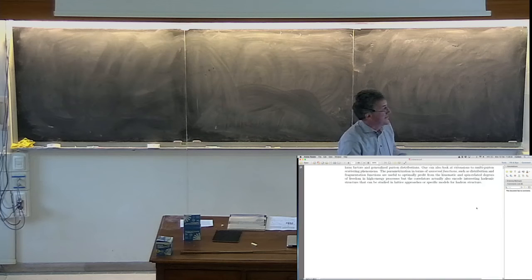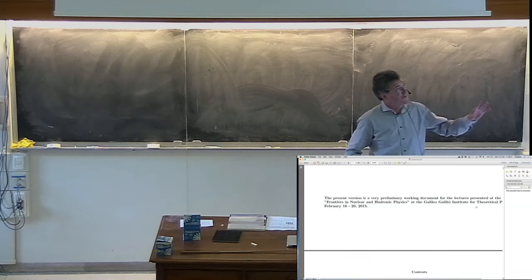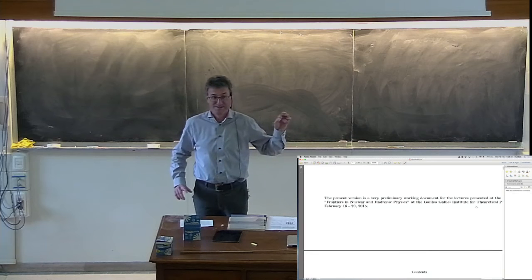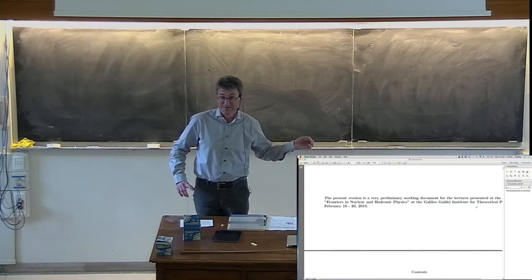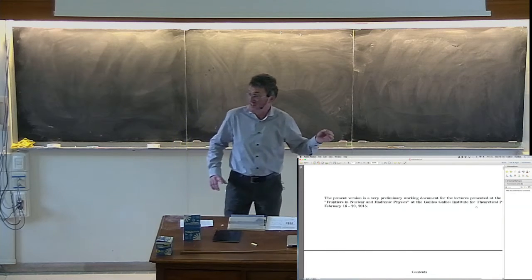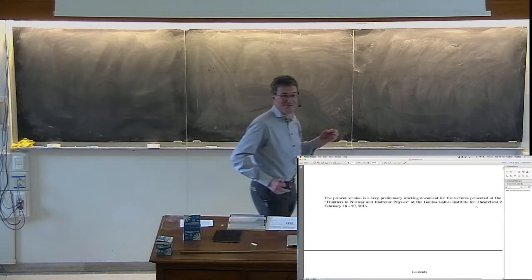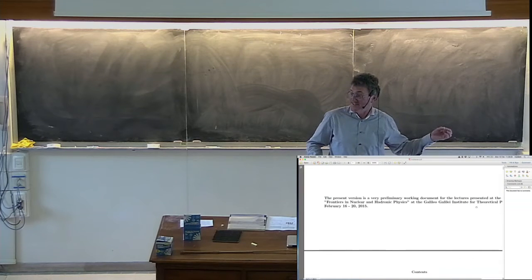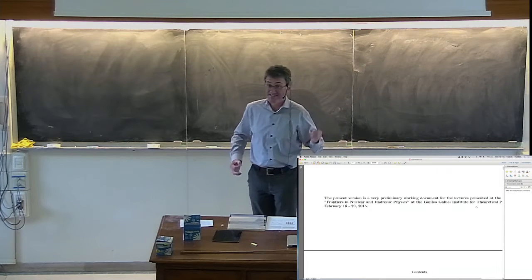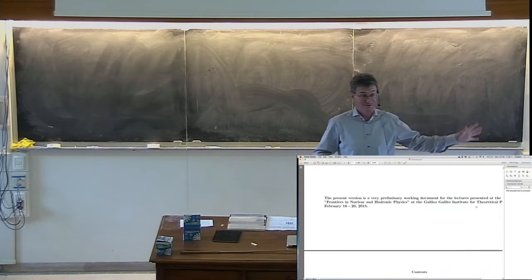So there's an abstract. It's a very preliminary working document for lectures presented here. Much of the material you can find back from some lectures I gave a few years ago at the Varenna school, the Fermi school in Varenna. Again, Fermi seems to have been everywhere in Italy. Some of it is taken from lectures I gave in Taiwan last year. So there's lots of material, and that makes it a little bit chaotic.